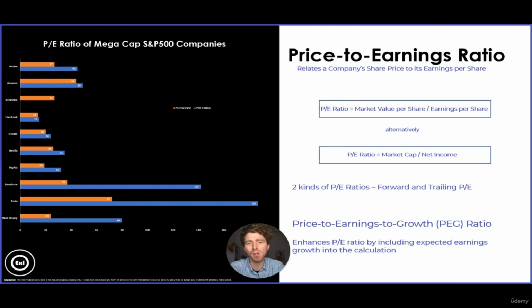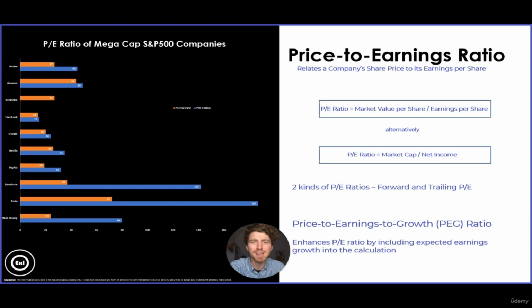There are two kinds of PE ratios, forward and trailing PE. Maybe let's start with the trailing PE ratio. This looks at the earnings over the last 12 months and then applies it to the market cap or the market value per share, depending on which calculation and equation you use. While the forward PE ratio is looking at the projected earnings going forward in the next 12 months.